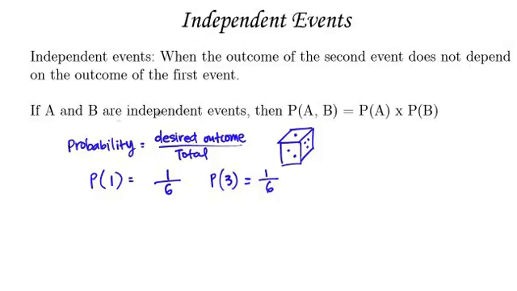When you have 2 events that are independent, we write each of those events as A and B. So it's the probability of A, that's the first event, and the probability of B, that's the second event. When we have 2 independent events, all we have to do is multiply the probability of the first event with the probability of the second event.